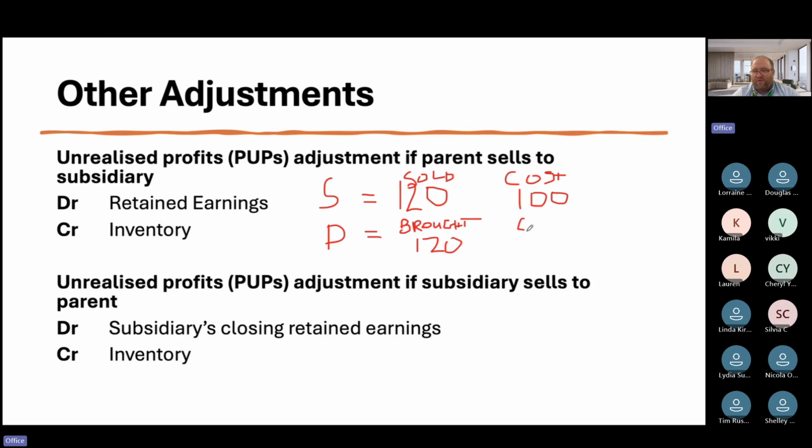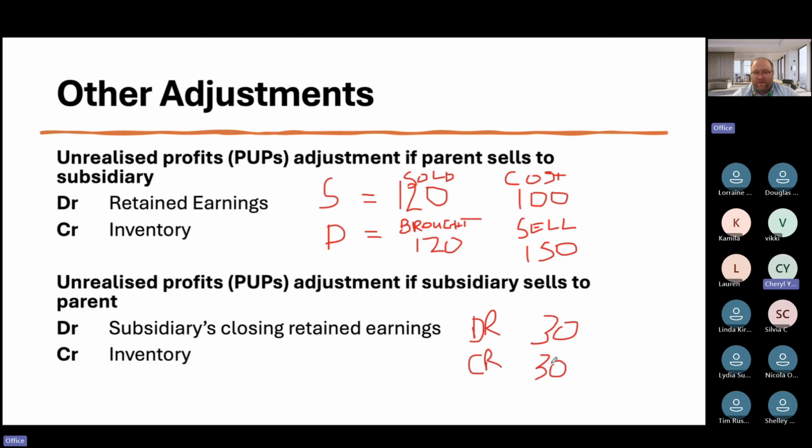But then they're going to sell them for £150. So what we're saying here is that there's a level of profit here. There's £30 of profit here. So what we're going to do is debit the closing retained earnings of the subsidiary company. We're going to debit 30 into there, and we're going to credit the group-wide inventory for £30.